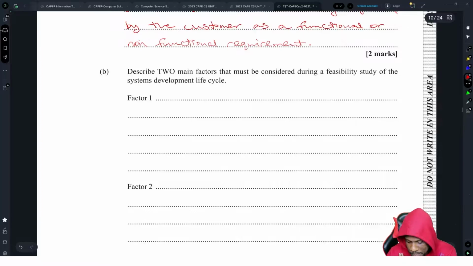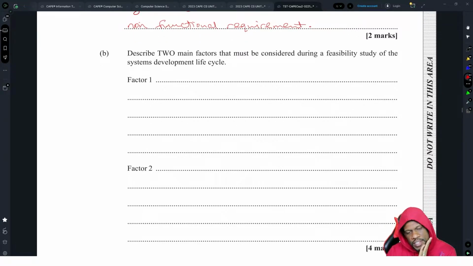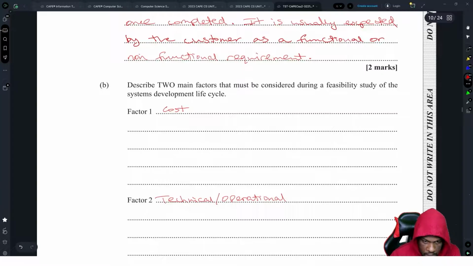Alright, describe 2 main factors that must be considered during the feasibility study. Well, there are many different feasibility factors, but usually your greatest reason for not being able to determine if a project is feasible is cost. For sure. Alright, now next one is technical feasibility, or the ability to do it, or so we say technical / operational cost. Alright, so cost.